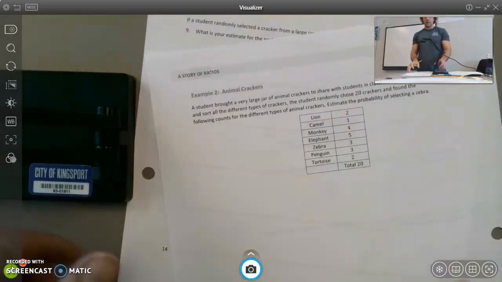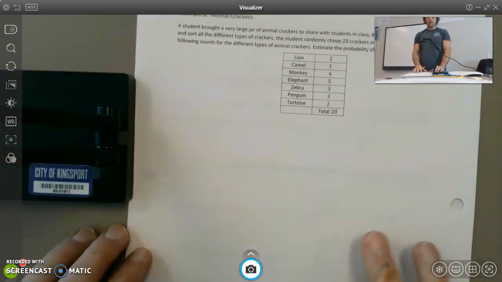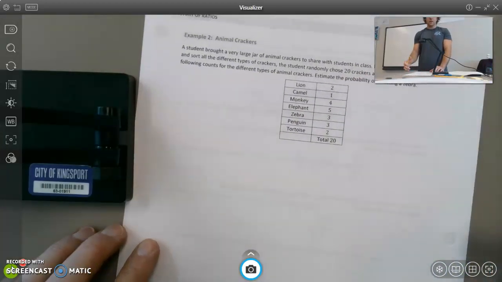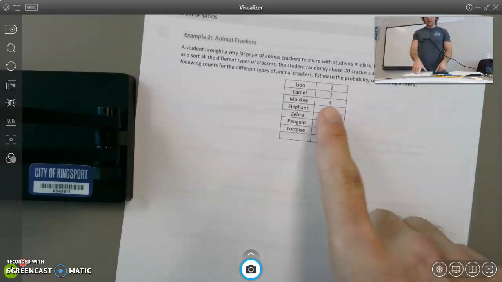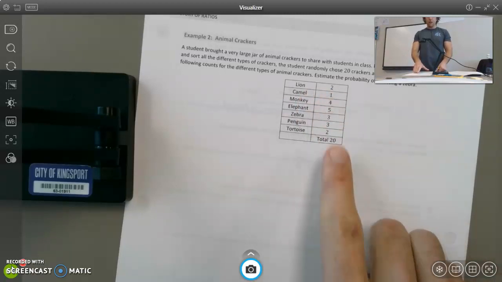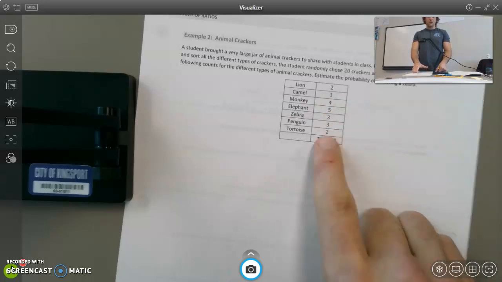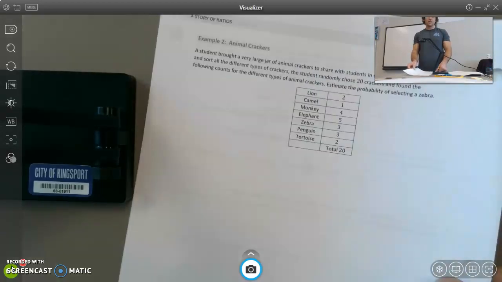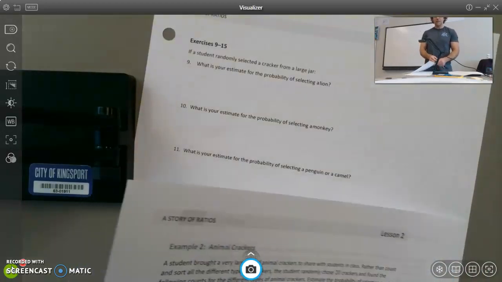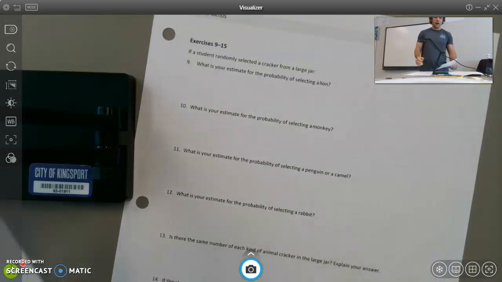Right. Let's look at another example. Example 2 is about animal crackers. It's another experiment. It's about a student that bought this huge jar, or huge bag, of animal crackers. He reaches in, and instead of counting them all, he just grabs a sample. He pulls out 20 randomly chosen crackers, and he counts them and finds the following information. There were 2 lions, 1 camel, 4 monkeys, 5 elephants, 3 zebras, 3 penguins, and 2 tortoises, for a total of 20 crackers. So we're going to make assumptions based off of this sample to see how many of each we think there is in the bag.